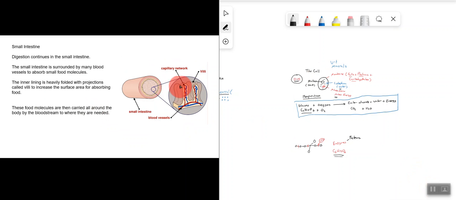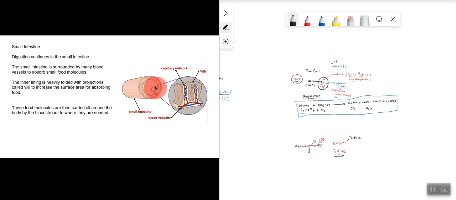So the food then passes into what's called the small intestine. Digestion continues in the small intestine, which is surrounded by many blood vessels to absorb small food molecules. The inner lining is heavily folded with projections called villi to increase the surface area for absorbing food, and these food molecules are then carried all around the body. The food molecules have been extracted from the food, they're pushed into the bloodstream, and then they're transported around the body by the bloodstream to where they're needed.